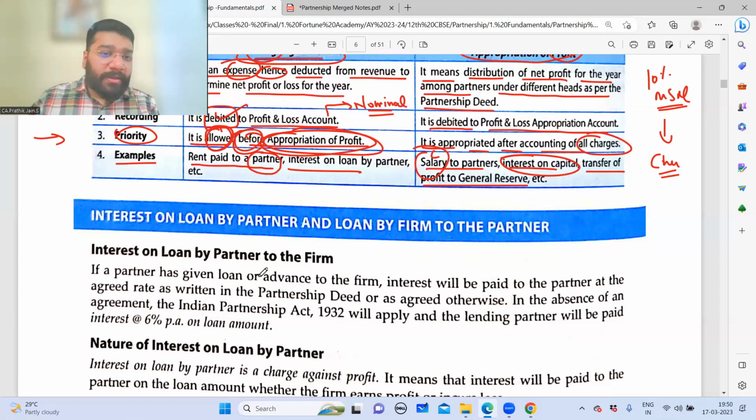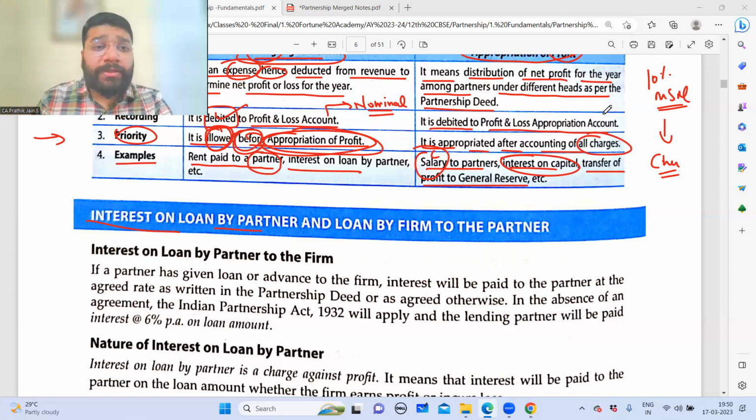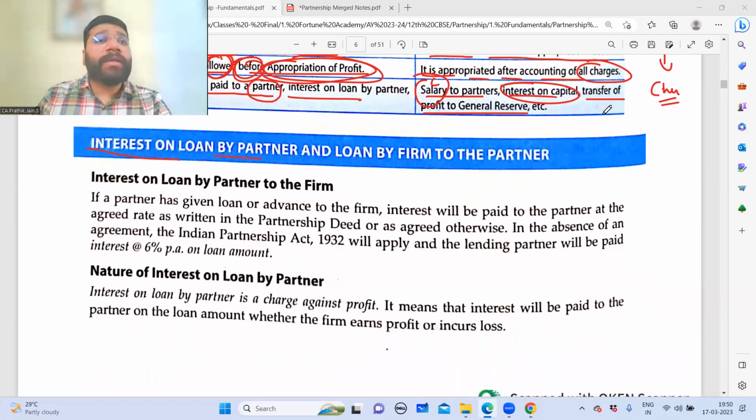Now next part, next concept: interest on loan by partner. Online, yes, somebody called me. I have a doubt, sir. Suppose A and B are two partners, and the net profit of the firm is 25,000, but 25,000 is not enough to give the salary to A. Then what will we do about the salary? Your query will be answered not in today's class but in Sunday's class, because we have a few questions based on that: what happens when the profit is not sufficient?